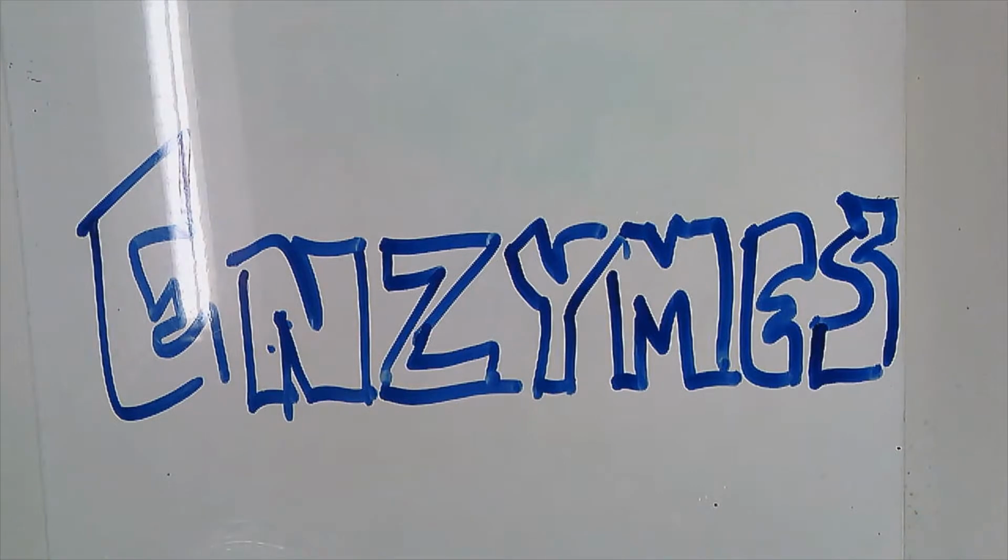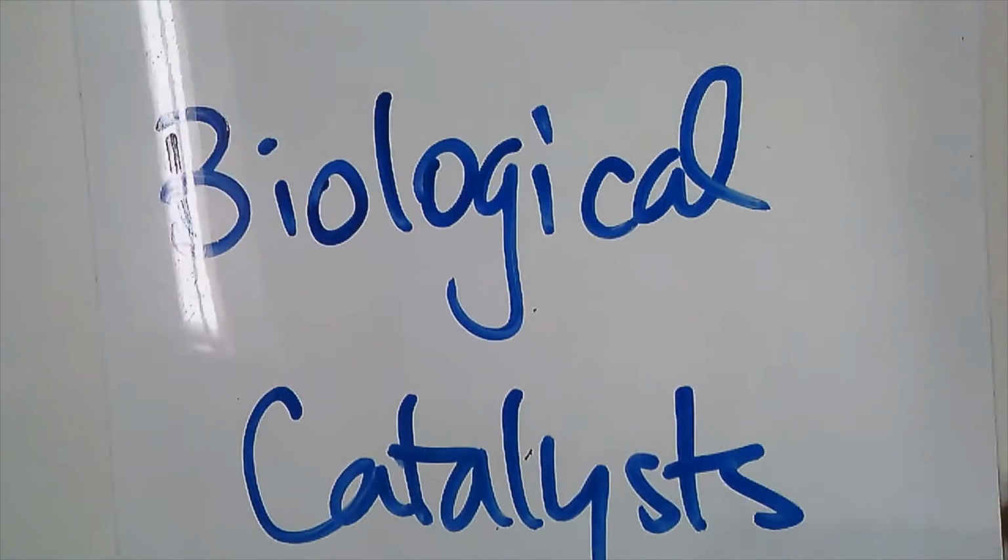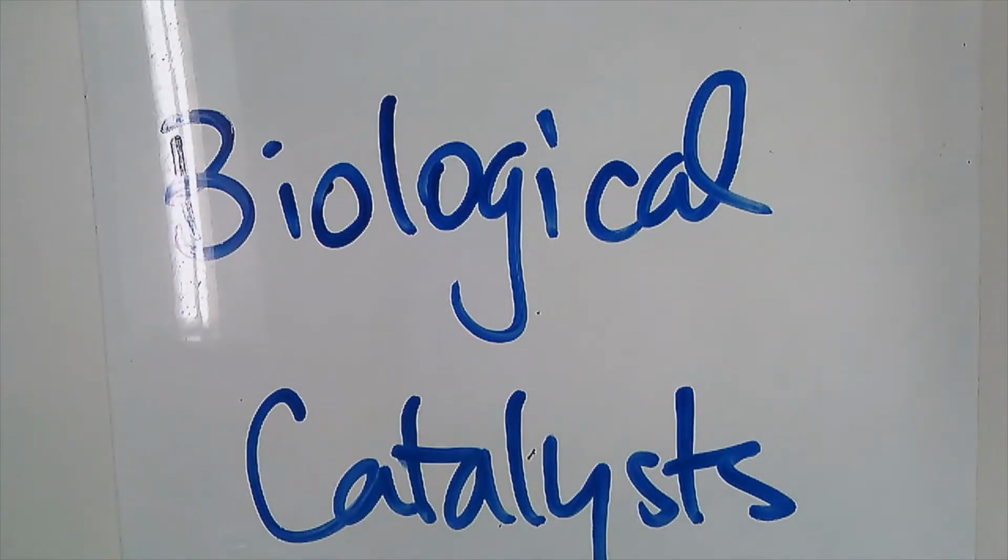Today we're going to be looking at enzymes. What are enzymes? Enzymes are proteins found in all living things that are responsible for making chemical reactions happen quicker. They are also called biological catalysts, which means they help to speed up chemical reactions without being used up themselves.